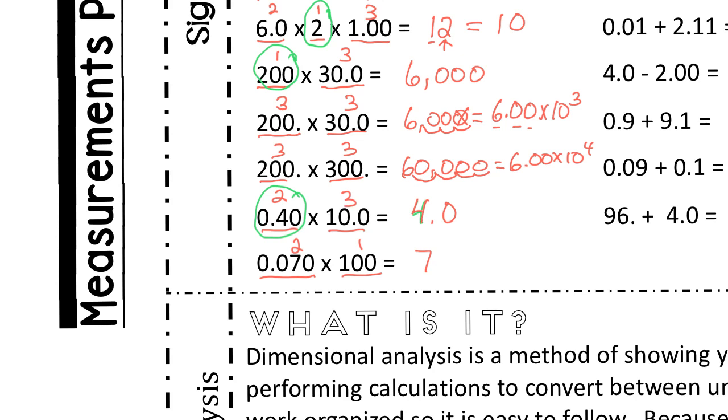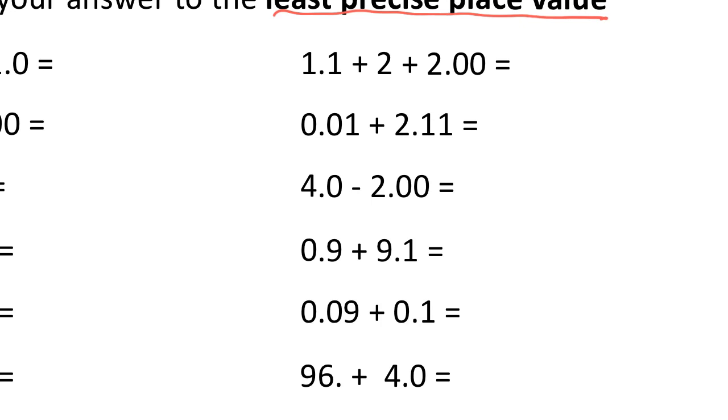So that's how you do multiplication, and division would be the same thing. You're going to count your significant figures, and then you're going to round your answer or turn your answer into that number of significant figures. Let's try addition and subtraction, and that actually ends up being the one that most people forget how to do. All right, so for addition and subtraction, you're going to round your answer to the least precise place value.